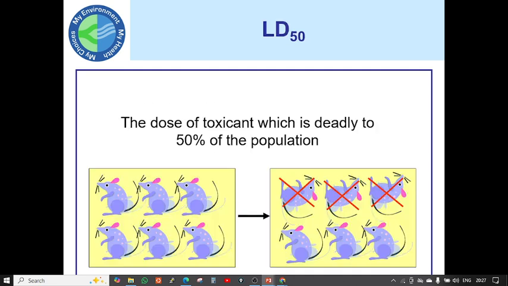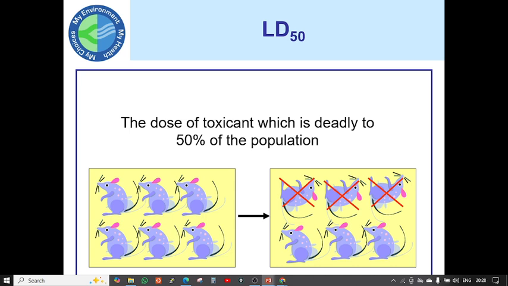So the next term is LD50. L means lethal, D means dose. Lethal dose 50. 50 means 50%. The dose of toxicant which is deadly to 50% of the population. So what is the amount of the toxic substance given? If 50% of the people are affected or die, then it is called LD50 or lethal dose 50.